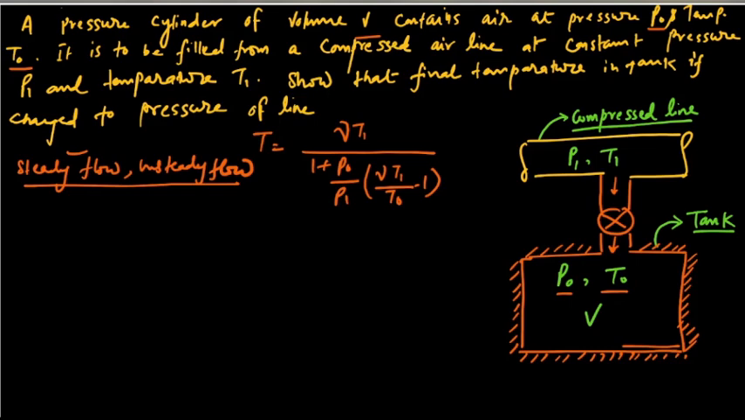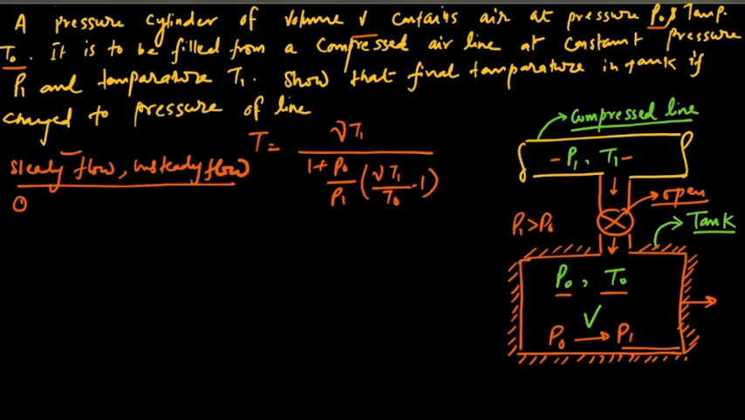Now this vessel is being charged from a pipeline which is being maintained at a pressure of P1 and temperature T1. So when this valve is opened, then this compressed air will start flowing into this tank, and since P1 is greater than P0, this flow will continue until the tank pressure reaches P1. So let us first take the conservation of mass.